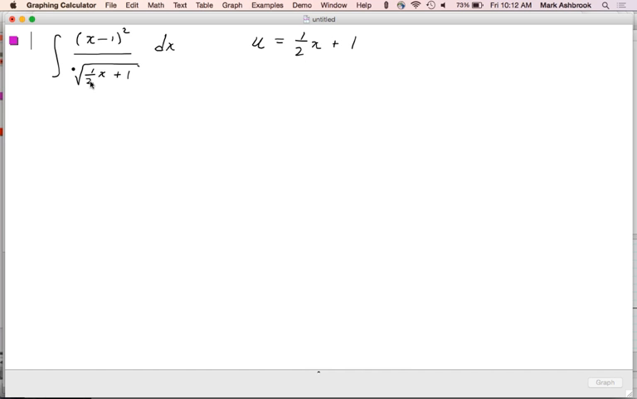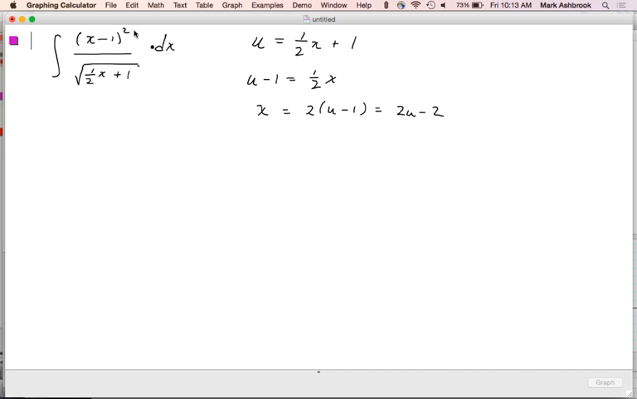Okay, now we got to look at the integral and we got to change this whole thing into u. So what else are we going to need? So that would take care of the denominator. We're going to need to know what x is, and we're going to need to know what dx is in terms of u, and then we can change the whole thing. So how are we going to get what x is? So all we have to do is just solve for x here. We'd have u minus 1 is 1/2 x. So what is x? x is 2 times quantity u minus 1, or 2u minus 2.